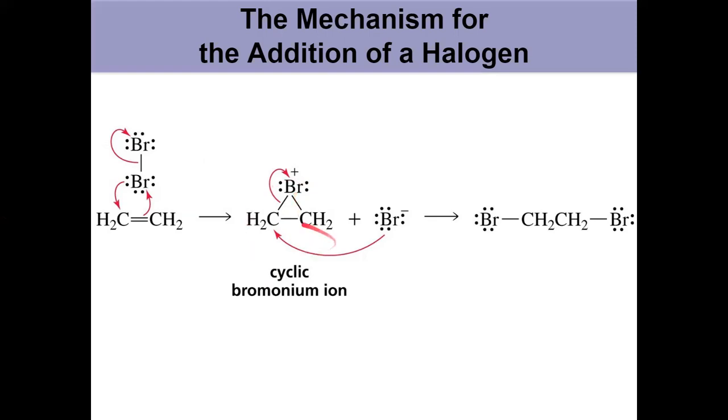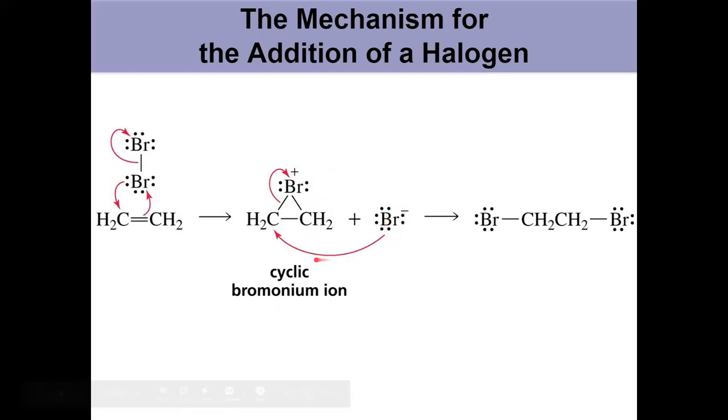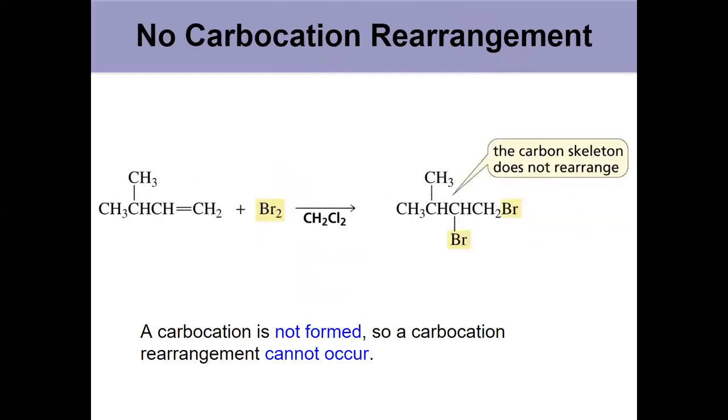But there is a lot of steric strain here, and I have a positive charge on something that's electronegative, so it's not super stable. Therefore, my bromide comes in, attacks this carbon, breaks that bond, and I form my vicinal dibromide. This is a very fast reaction. This is the slow step. This is the fast step, a rapid reaction with a nucleophile. If it were chlorine, the mechanism is the exact same.